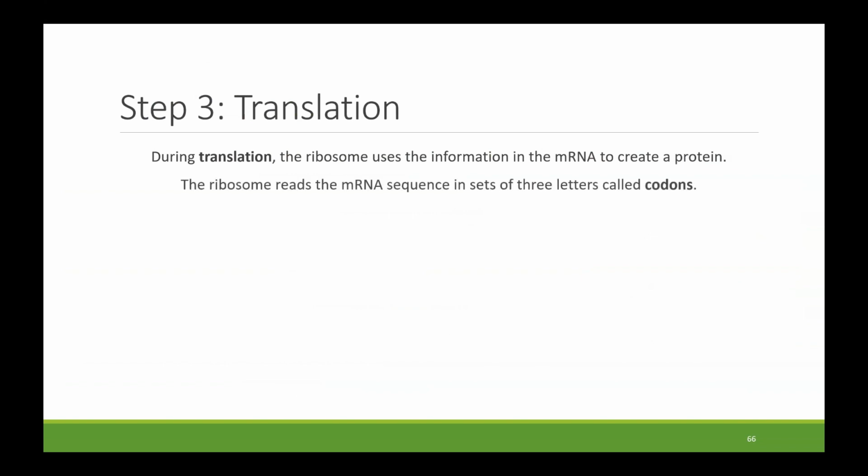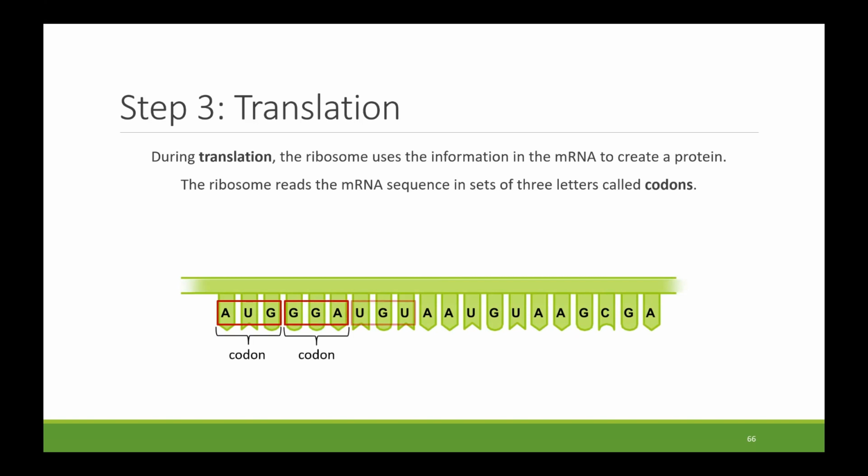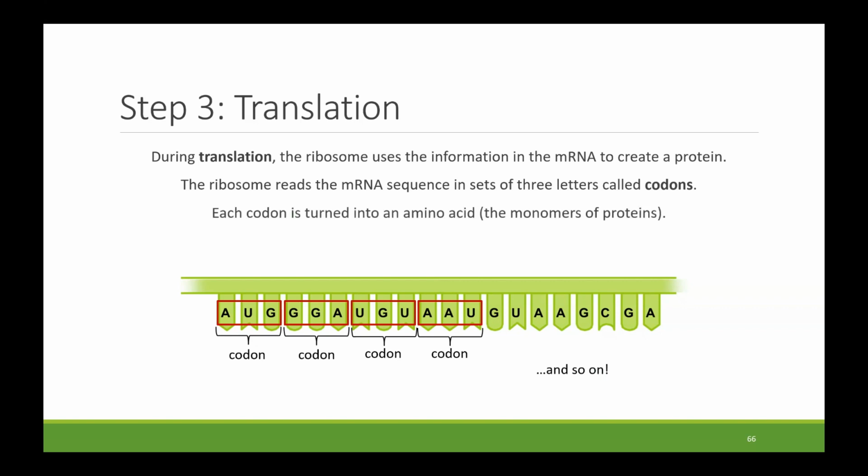It will read the mRNA sequence in sets of 3 letters called codons. So if this is our mRNA sequence, these first 3 letters are a codon, the next 3 are a codon, the next 3 are a codon, and so on. Codons are like the words of the nucleic acid language. But we need to translate that language into a different language, which is the language of proteins, which are made up of amino acids. So what's going to happen is each codon gets turned into one amino acid.